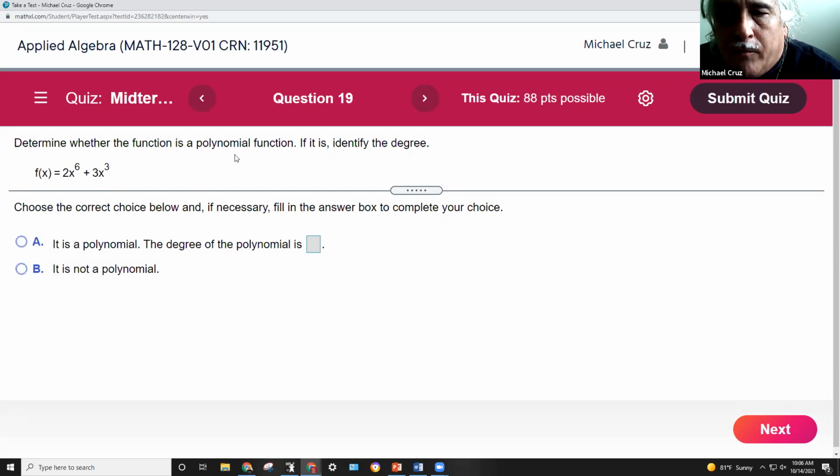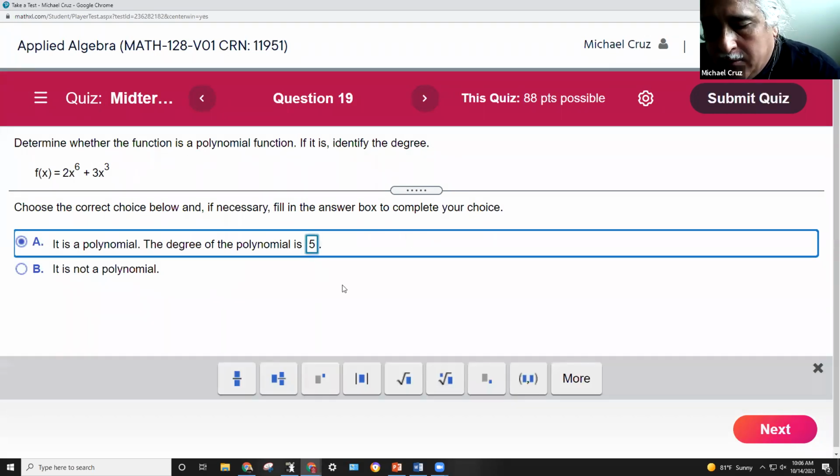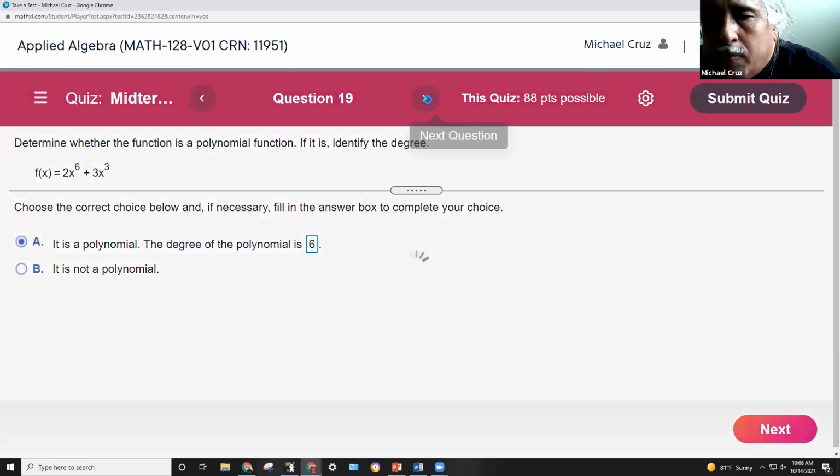So this is a polynomial. It says determine whether it's a polynomial function. It is. Its degree is the highest degree, which is 6. So that's easy. Polynomial just means it's got more than one term.